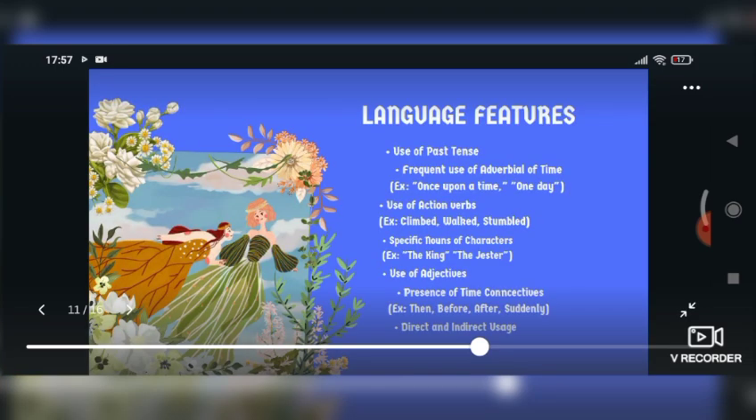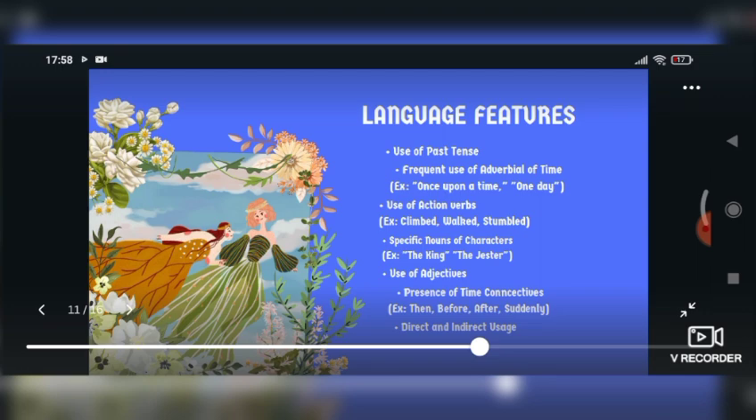Okay, we are now in the language features. So that's five features that are frequently used in narrative writings. First of all is the use of past tense and frequent use of adverbials of time. Example, once upon a time, one day, etc. Narrative writings always end up in the past, so use past tense to make this a narrative.